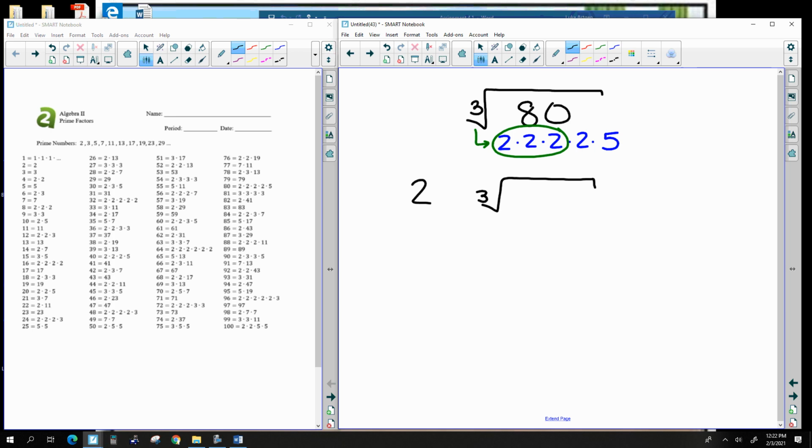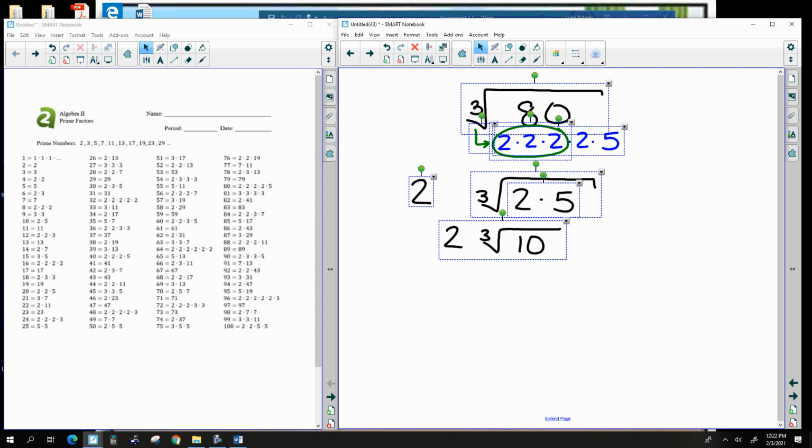However, take a look at the things that you didn't have enough of to make groups. I have a leftover 2 and a leftover 5. Multiple things on multiple sides multiply. So the outside is 2 and the inside is 10. So that is basically how you simplify a number, straight up.